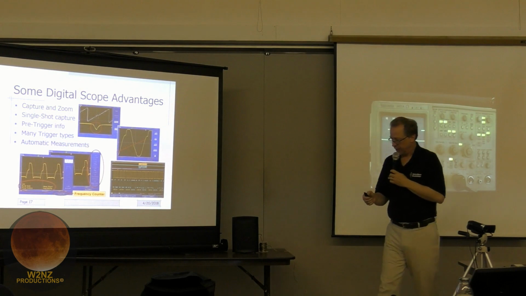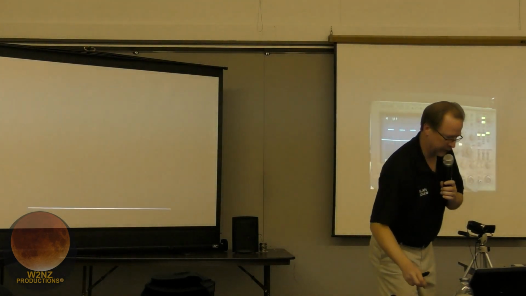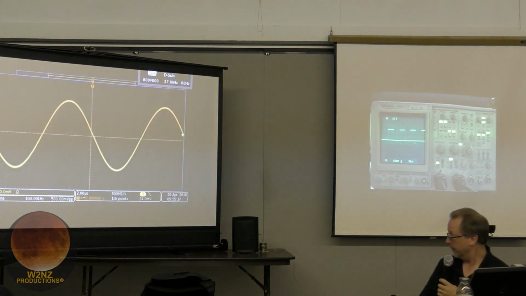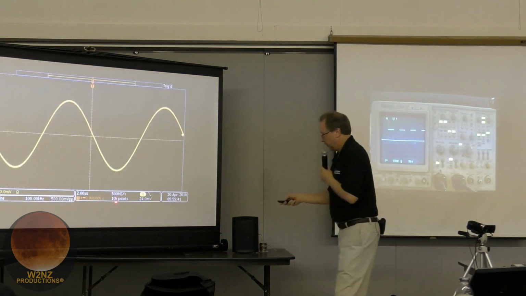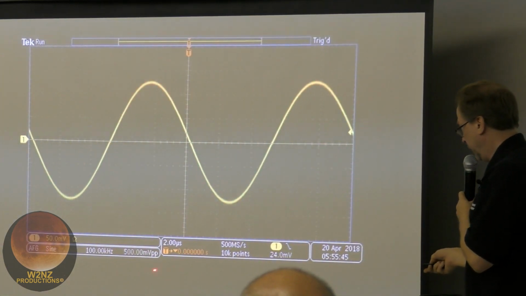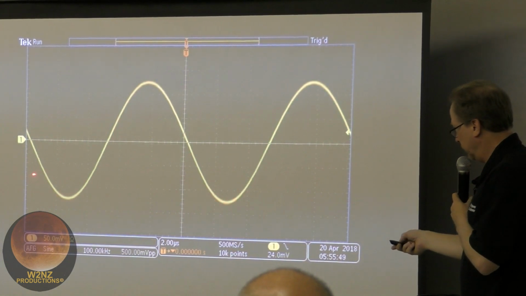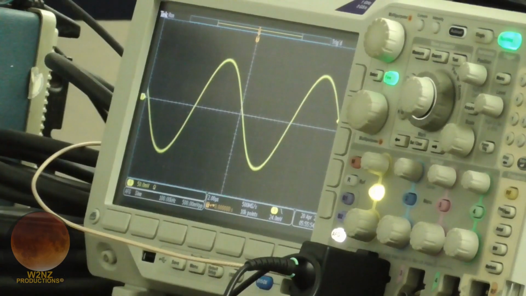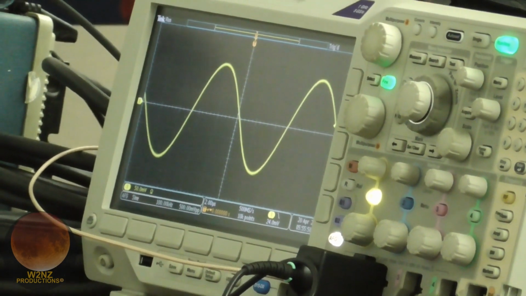Actually, let me switch back to the scope here for a second, just to point out that a lot of the scopes will actually help you out with this. If we look right here, we can see that I'm using 10,000 points of memory. At this setting of 2 microseconds per division, that's 20 microseconds across the screen, over 10,000 points. I'm sampling at 500 megasamples per second.